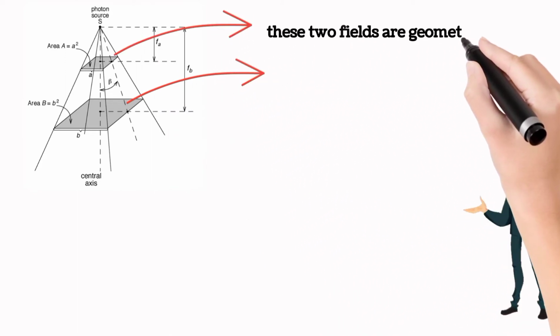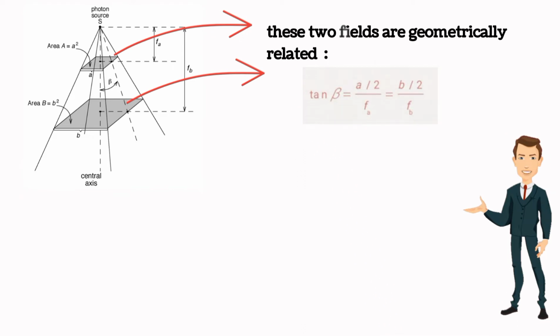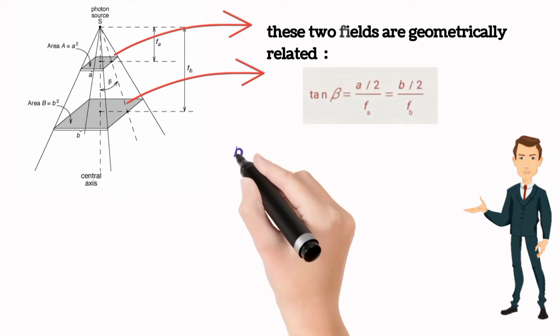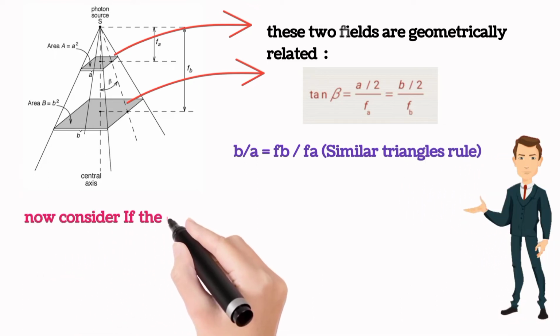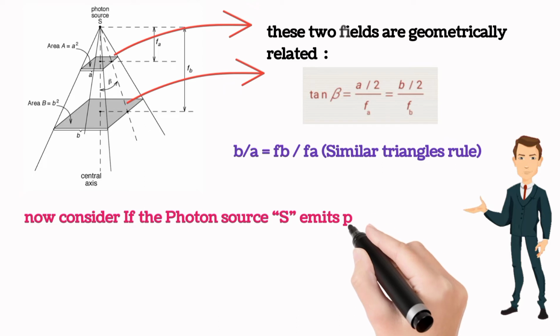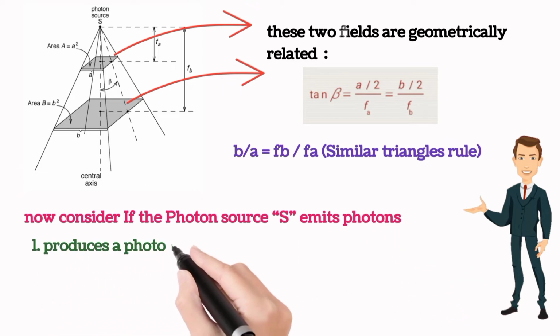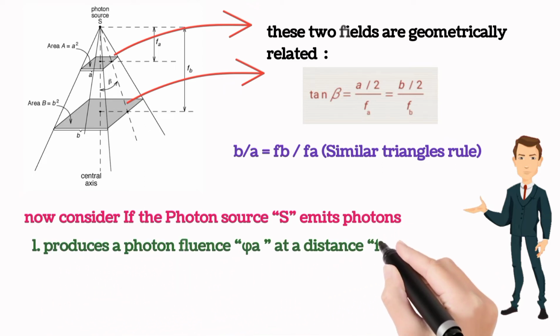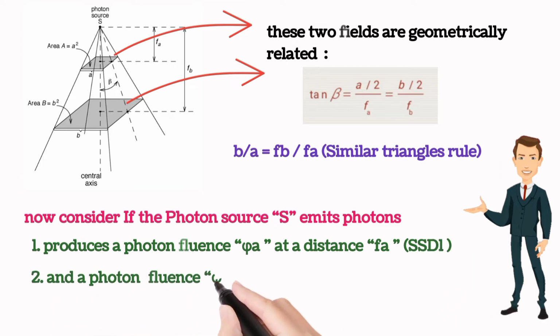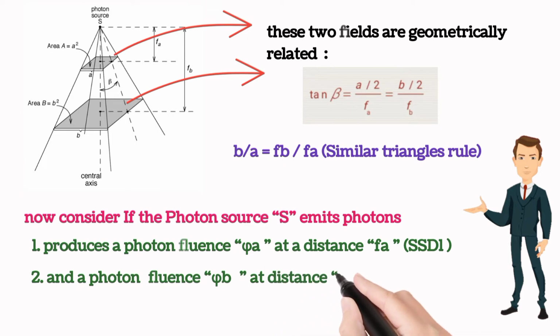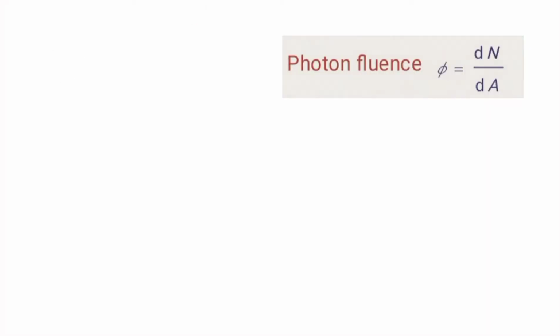In the last slide, we discussed how these two fields are geometrically related, and we get this equation. Now, we consider if this photon source emits photons, then it produces a photon fluence at a distance FA and a photon fluence at distance FB. This equation is used for calculating photon fluence.